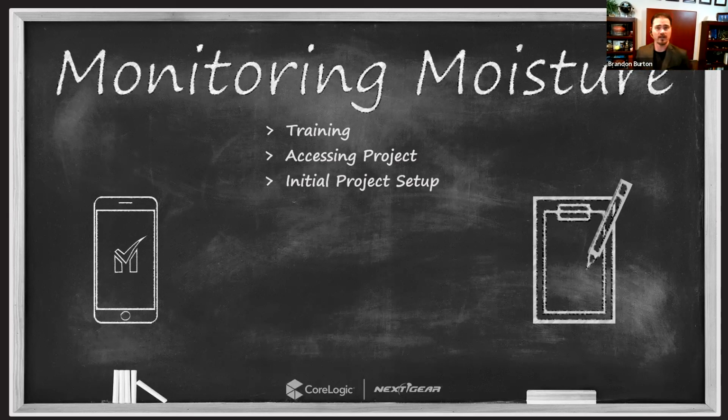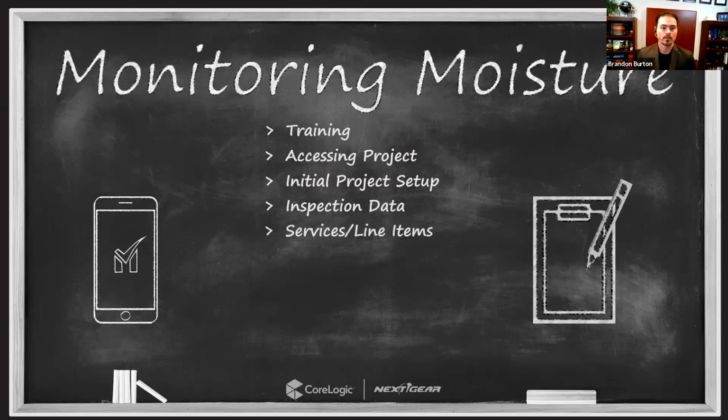Your initial project setup, how long does it take to get your documentation ready to go for the field and to create that next file so that you're ready to start collecting that data? The inspection data itself, right? How easy is it to capture that data, document that information? Which one of these makes best sense for you?